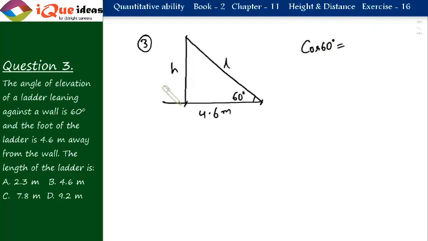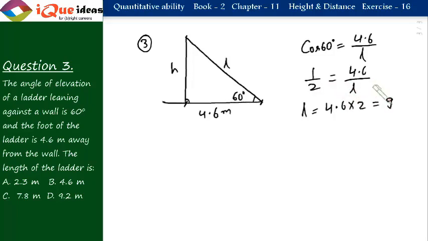Now look at 60 degrees in the triangle. The adjacent side is 4.6 meters, divided by the hypotenuse, that is L. Now cos 60 degrees is 1 by 2, which is equal to 4.6 meters divided by L. So length is equal to 4.6 into 2. So it is 9.2 meters. So the length of the ladder is 9.2 meters.